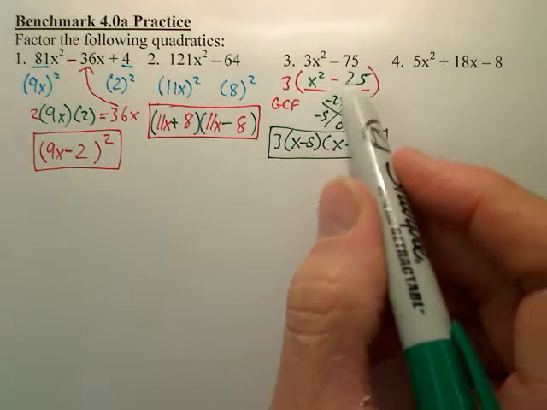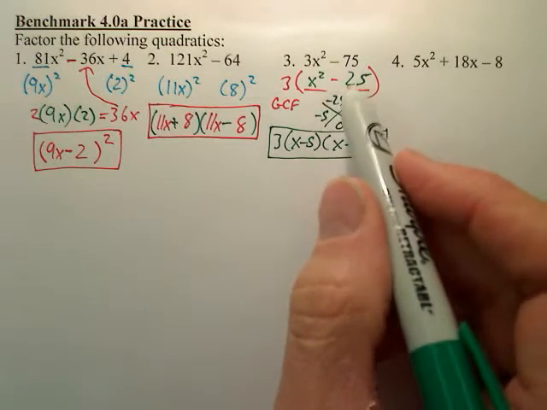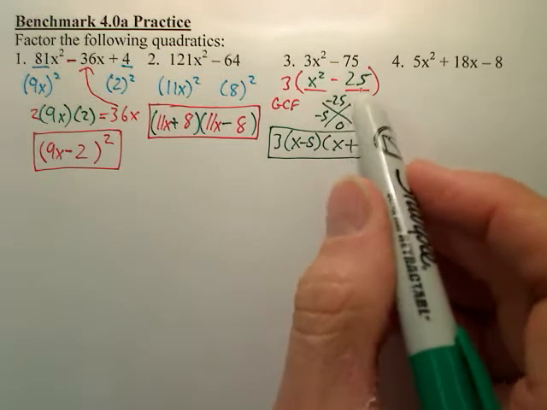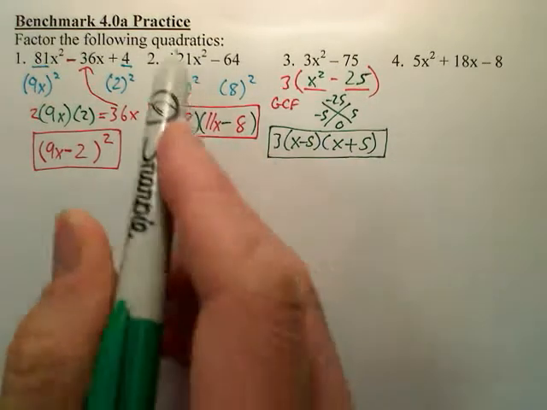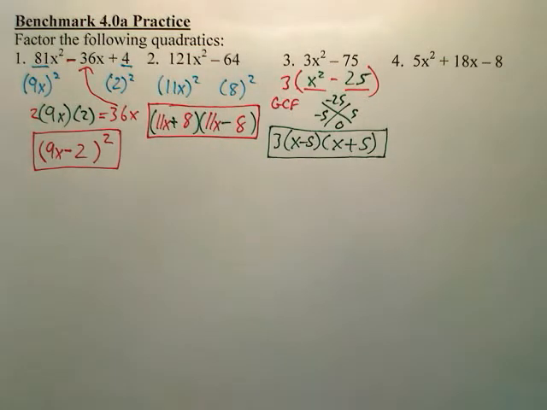But could some of you notice that's a difference of squares? Can you notice that's an x squared and a 5 squared? x minus 5, x plus 5? It's this method again. Either way, it's your call.